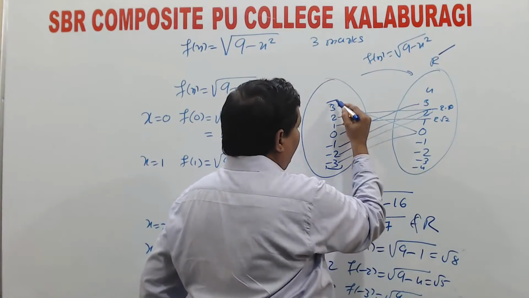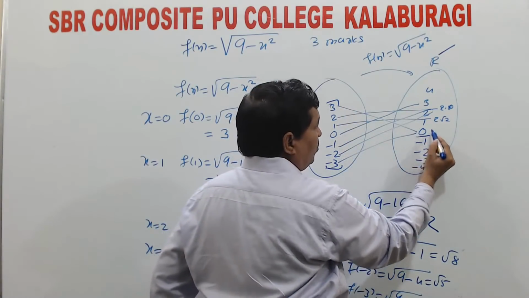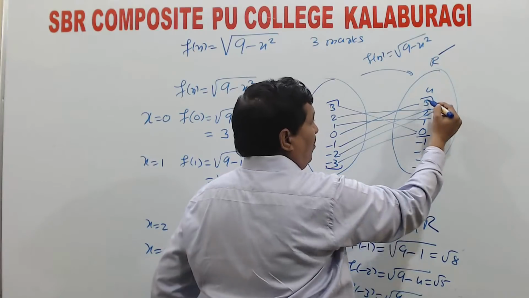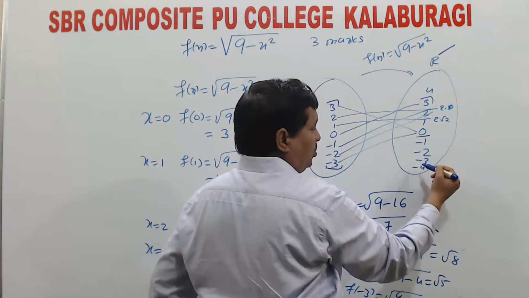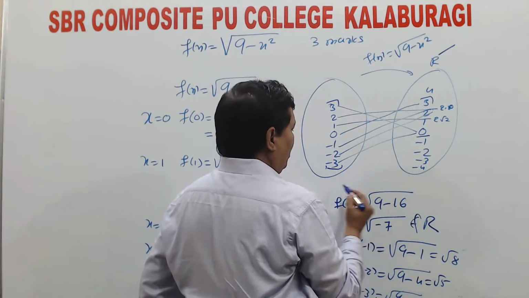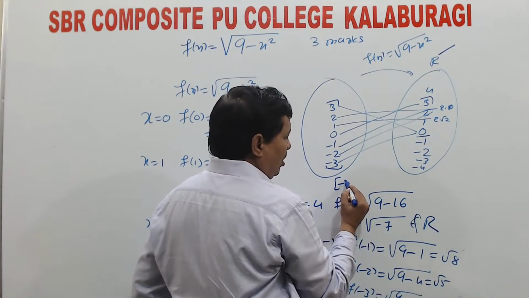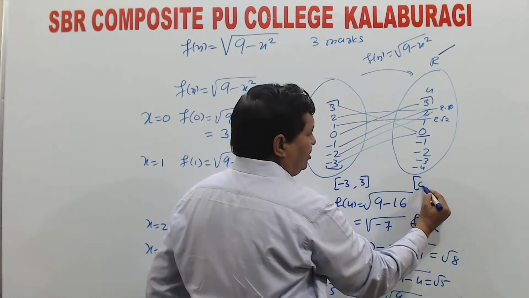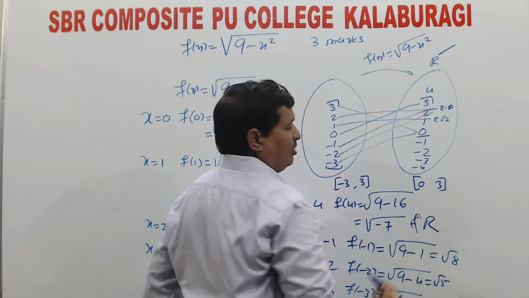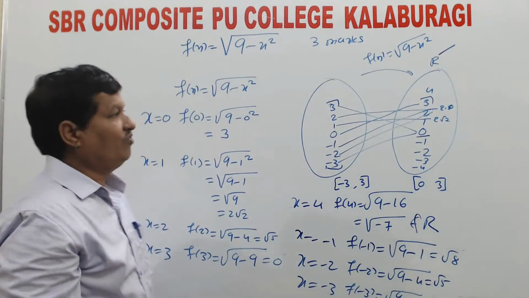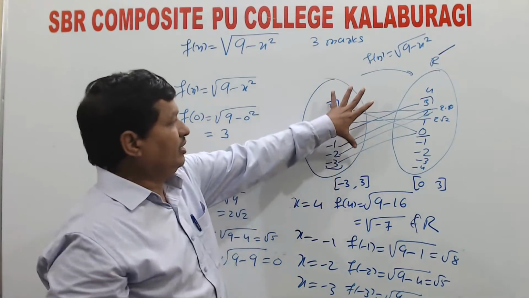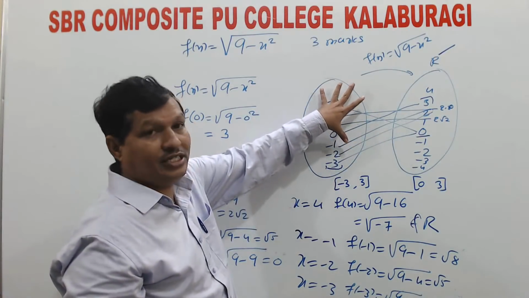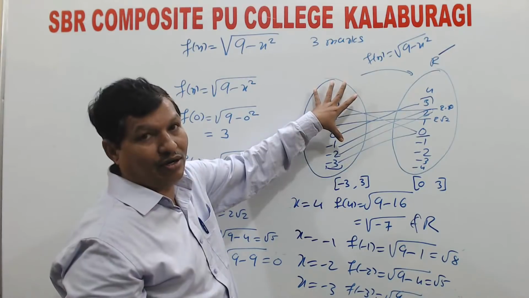So from -3 to +3, all are related with only 0 to 3. Above 3 and below 0 are not images of the domain. Therefore, in this case, domain is -3 to +3 and range is 0 to 3. Are you followed? See, in this case, domain is not all real numbers.